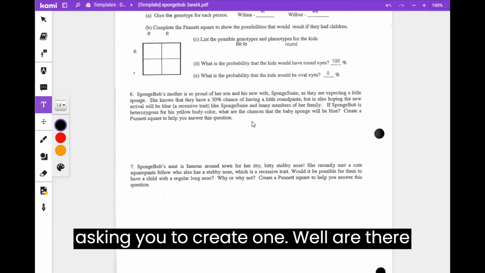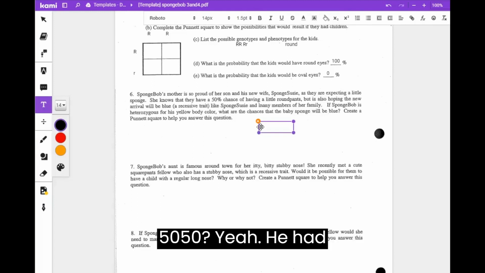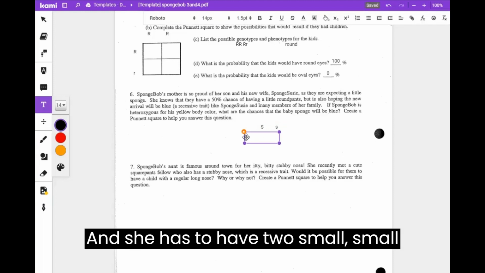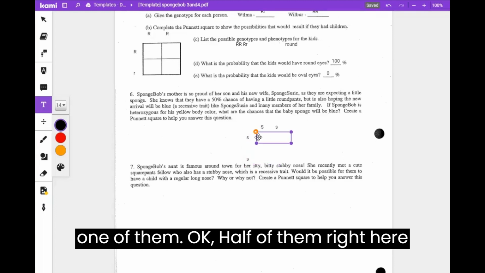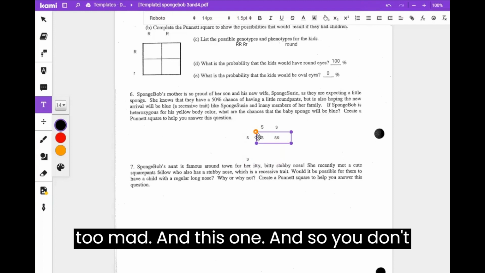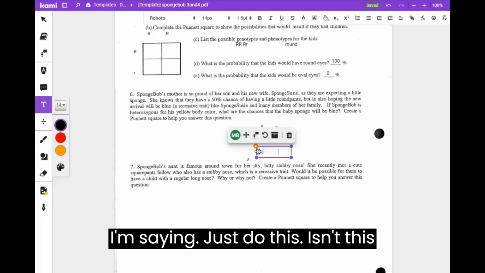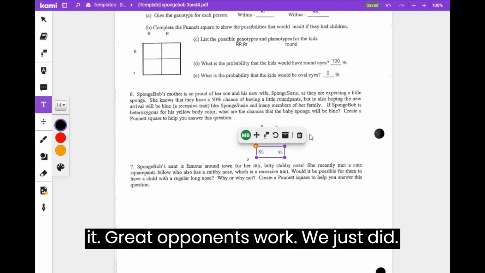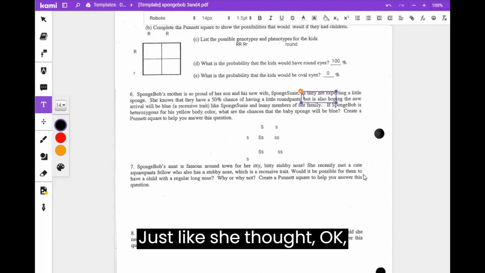Create a Punnett square. So now they're asking you to create one. Well, are there any ones that we knew that ended up with 50-50? Yeah. He had to have one big S, one small s. And she has to have two small. Small here, small down here. Then every one of them, okay, half of them right here are going to have big, small. And this one's going to be what? Small, small. Whoops, not too many S's. And so you don't have to do the boxes, kids. That's what I'm saying. Just do this. Isn't this easier? Sure, it's got to be. Fine, 50%. That's it. Create a Punnett square. We just did. What are the chances? 50-50, just like she thought. Okay.